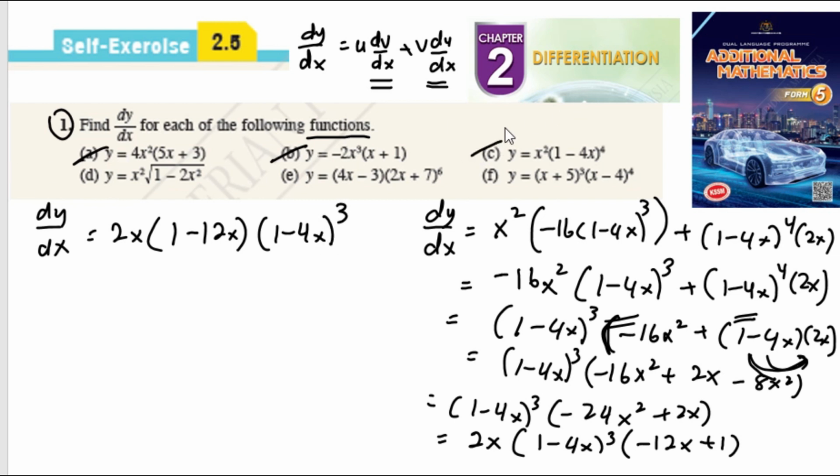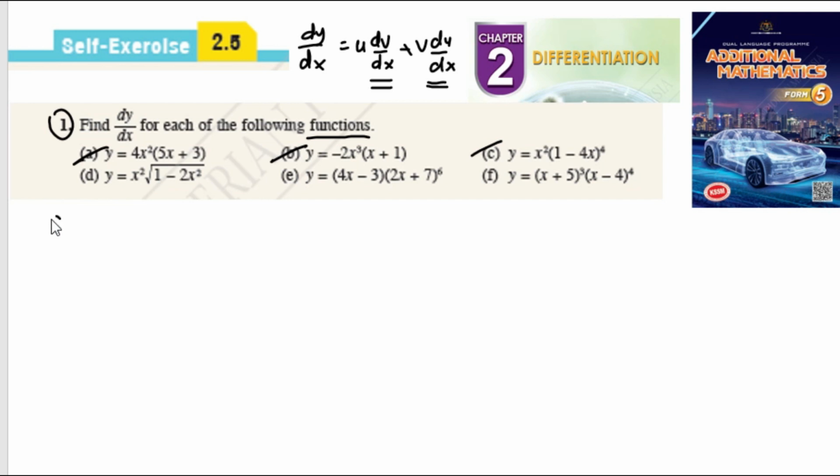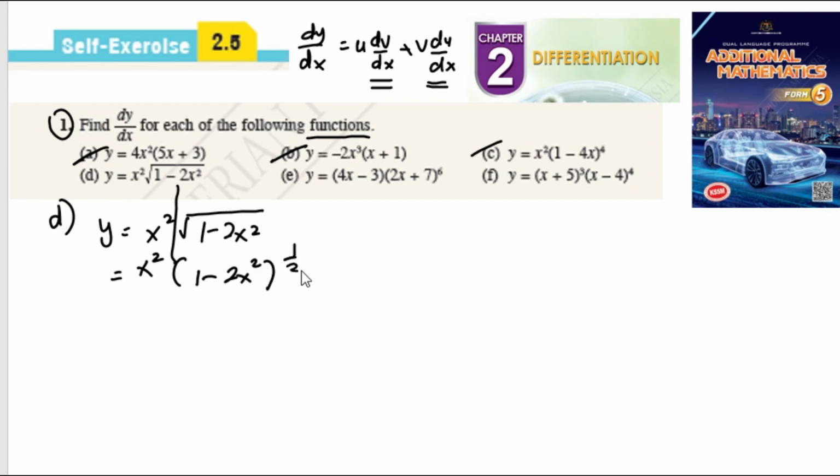So this one is for C. y is equal to x squared times the cube root... 1 minus 2x squared. So you see here, it's better for you to change it to a power. So here x squared, and then this one would be 1 minus 2x squared to the power of 1 over 2. So this one would become u, and this one would become v. If you cannot see, I just make a border so that you can see.